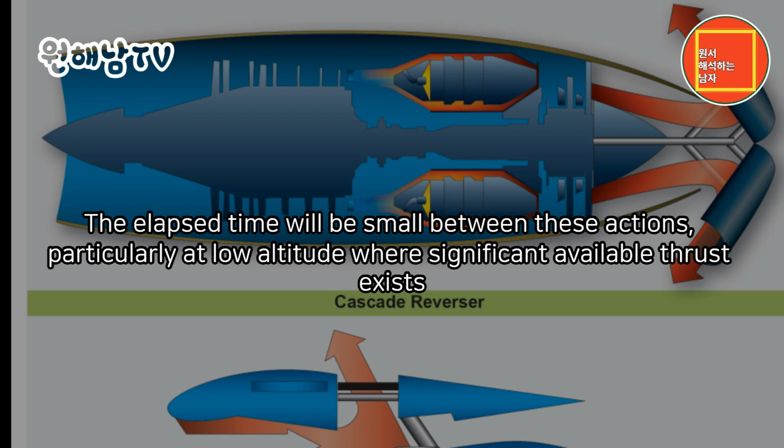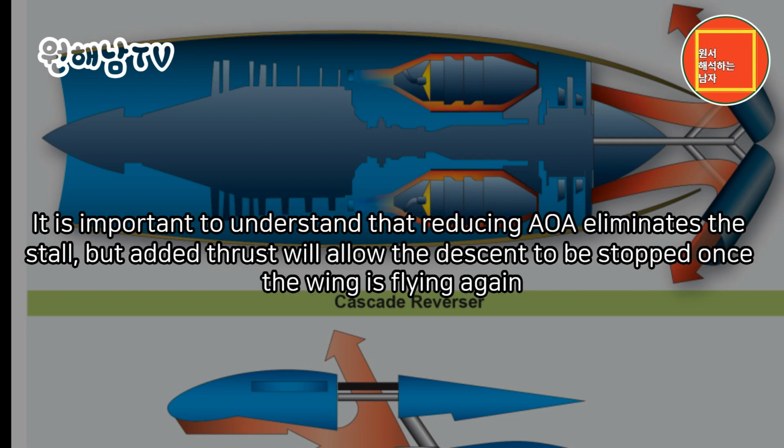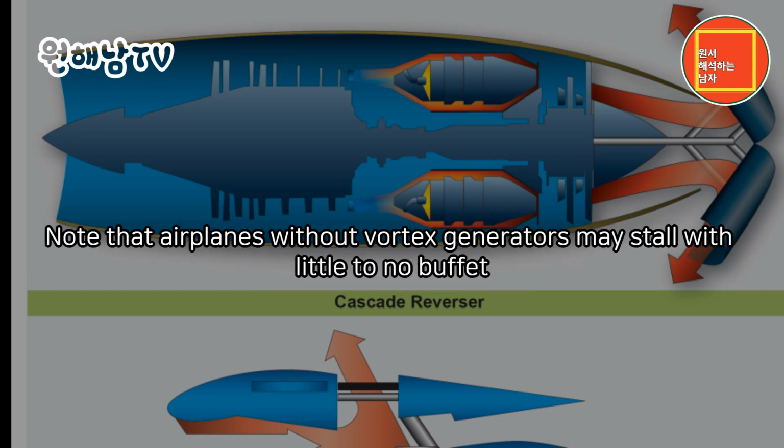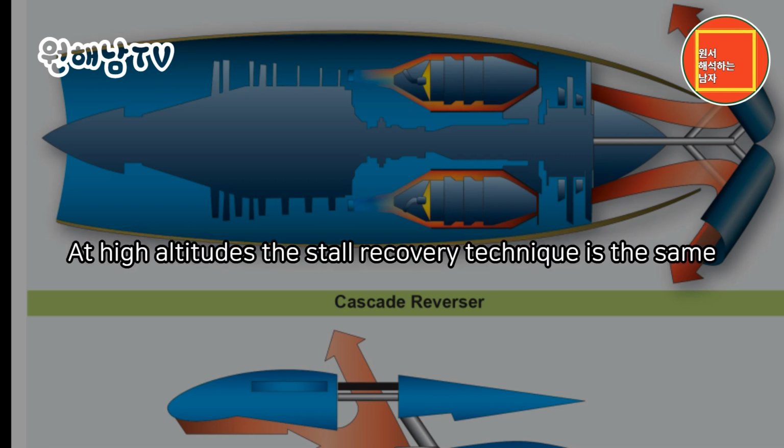The elapsed time will be small between these actions, particularly at low altitude where significant available thrust exists. It is important to understand that reducing AOA eliminates the stall, but added thrust will allow the descent to be stopped once the wing is flying again. Note that airplanes without vortex generators may stall with little to no buffet. At high altitudes, the stall recovery technique is the same.